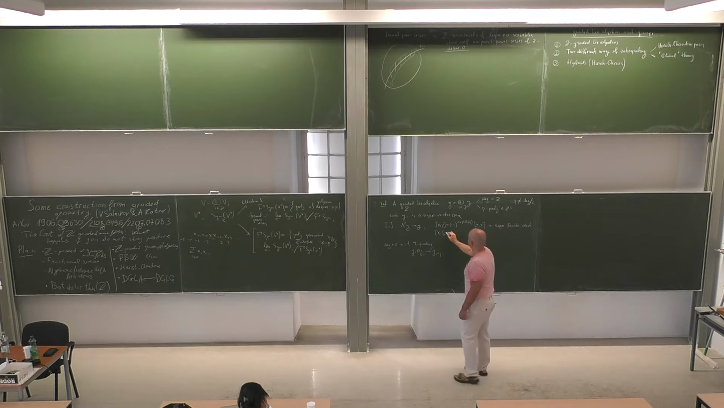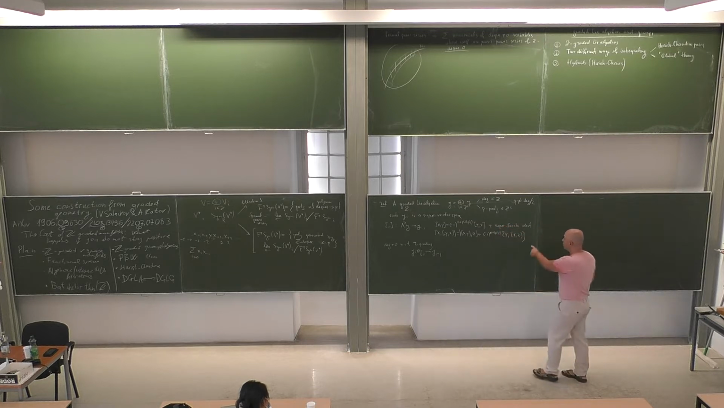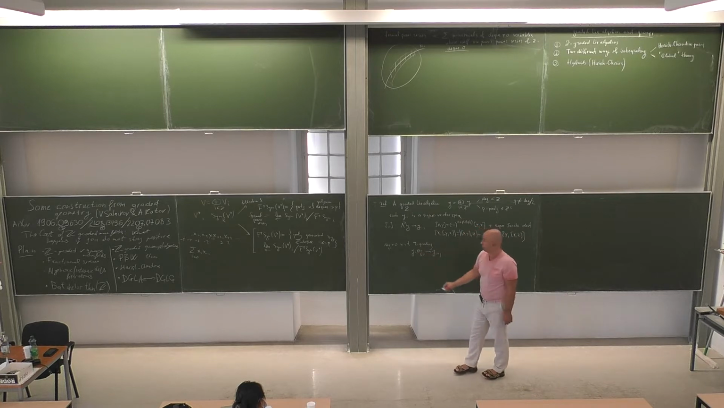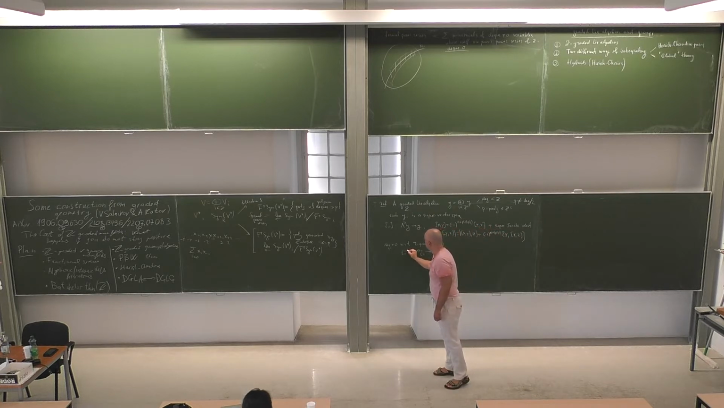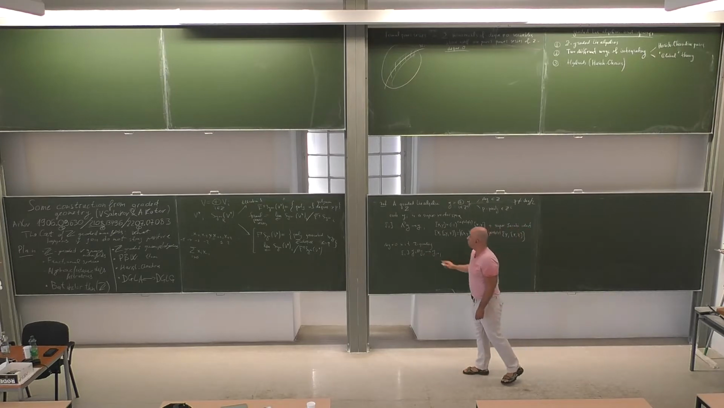But here, the rule is [x, [y, z]] equals [[x, y], z] plus (-1) to the power of the parity of x times the parity of y, [y, [x, z]]. This is the non-symmetric way, which shows that the adjoint action is a super derivation, the way I like. And in addition, we require that the bracket has degree 0 with respect to the Z gradient.